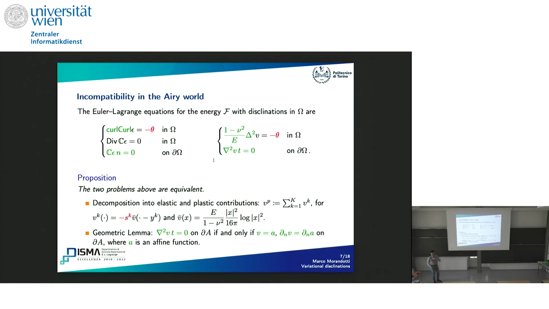Which means that if you have, say, many disclinations, you can pick your favorite one when you do some sort of core radius approach, as we will see later. You can say that affine function is equal to 0, and then all the other ones will be just differences of affine functions.